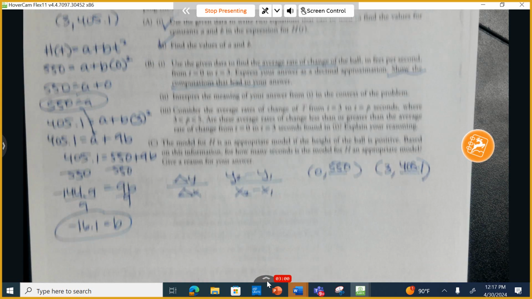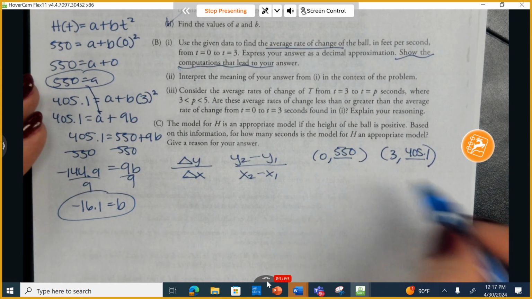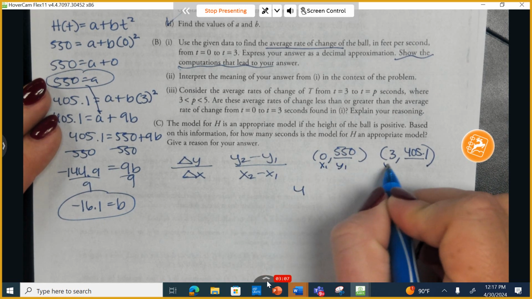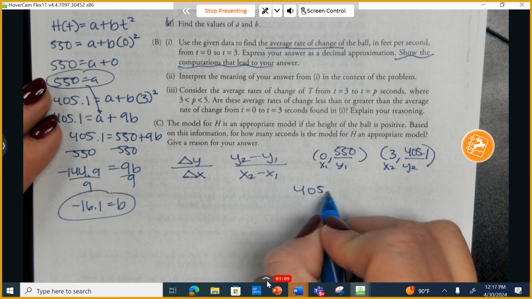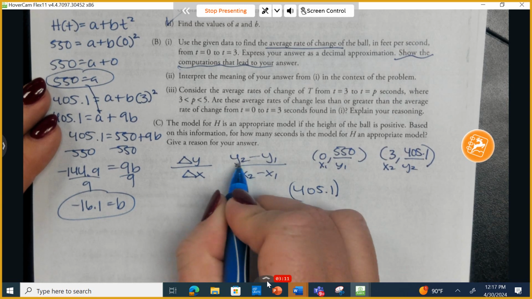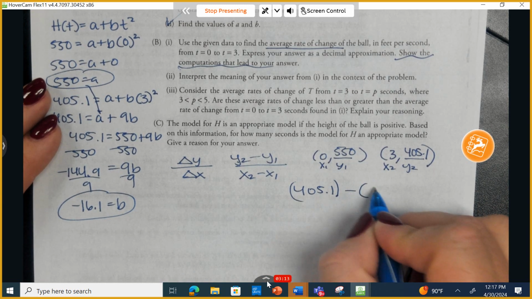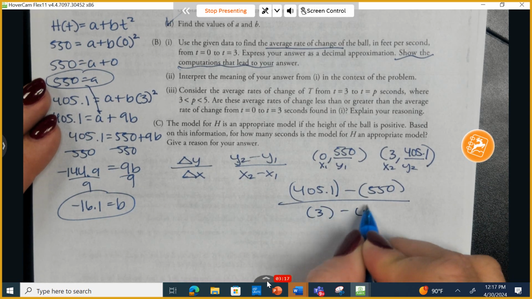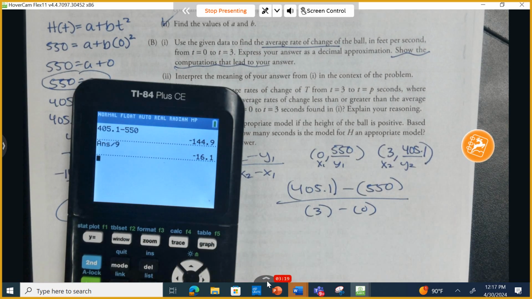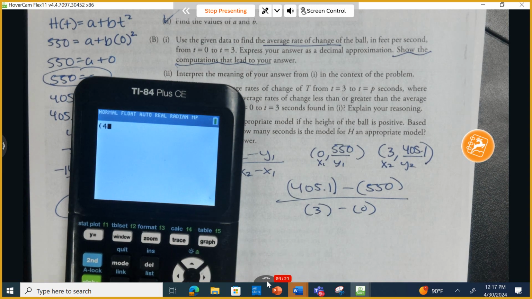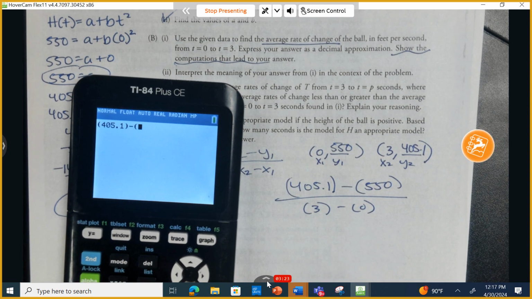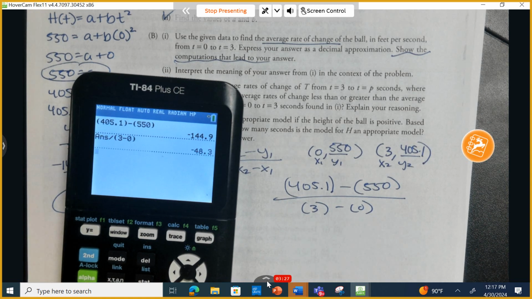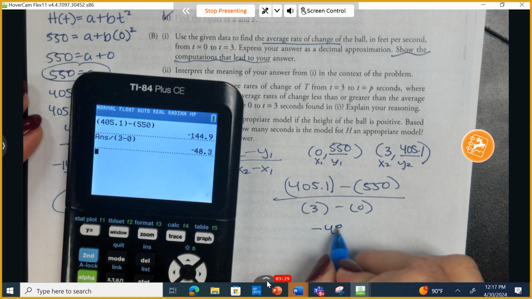But it also says show your computations. So I'm still going to use a calculator because I'm going to be a little bit lazy, but I need to show that I know how to do this. So this is x sub 1, y sub 1, x sub 2, y sub 2. So 405.1, there's your y sub 2, subtract 550 over 3, subtract 0. And then I'm doing the rest in a calculator. I've shown that I know how to set it up. 405.1, subtract 550, and I'm going to divide that by 3, subtract 0, and I end up with negative 48.3.